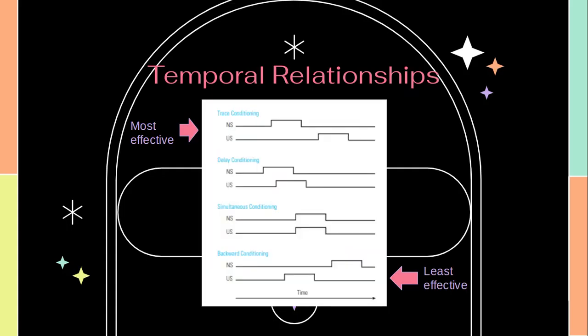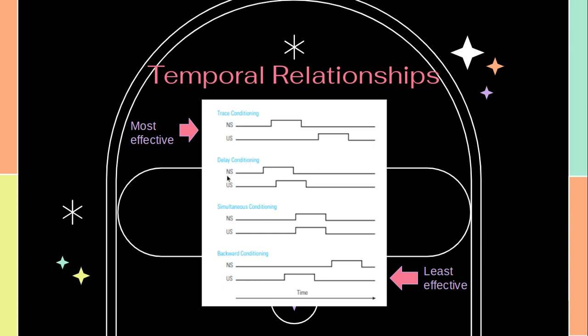So here are the different temporal relationships. At first glance, this can look a little intimidating, but it's really not too complicated. So first we have what's called trace conditioning. As you see down here, this is going against time. So in trace conditioning, we have the neutral stimulus, and that's presented before the unconditioned stimulus. So this is going to be the most effective temporal relationship between the NS and the US.